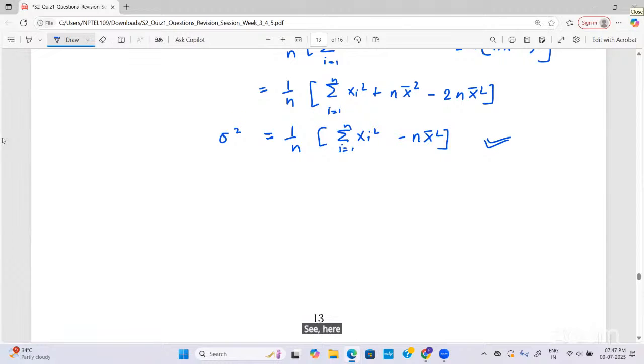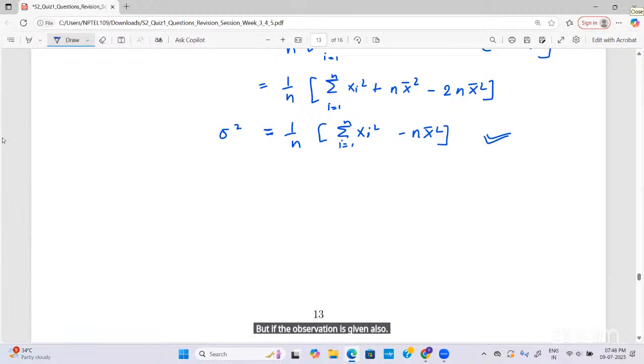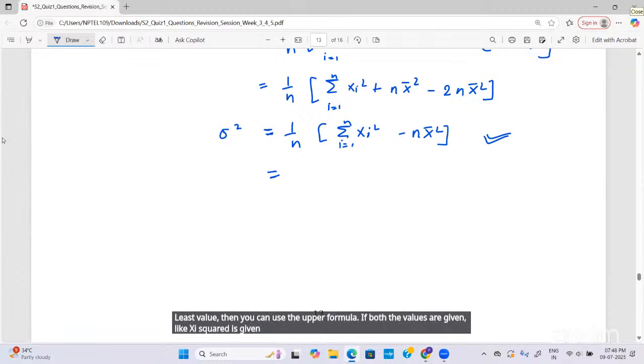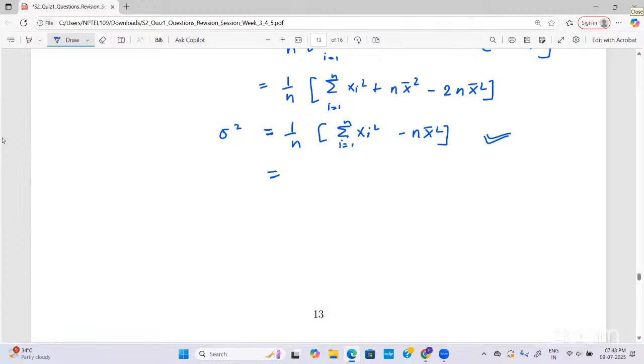Here we are given these values. Or if the observation is given also, then you can use this formula. It depends on you how you want to solve it. Both formulas can be used. If xi minus x bar square is the least value, then you can use the upper formula. If both the values are given, like xi square is given and x bar square is given separately, use this formula. If you practice more and more questions, you will understand it.